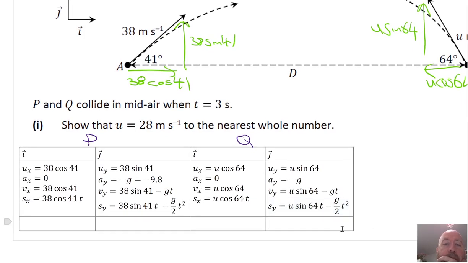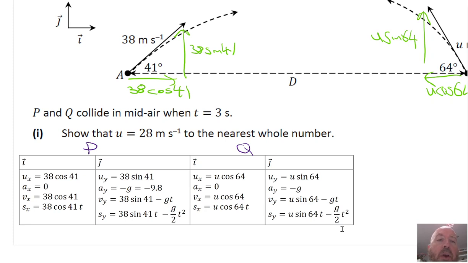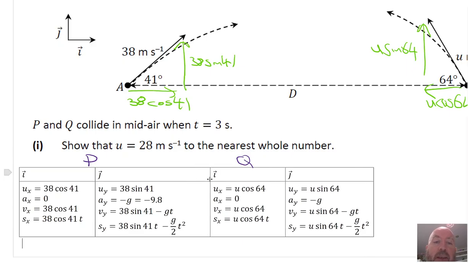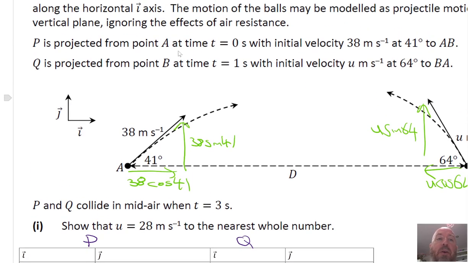Right, that is the problem broken down into x's and y's, except there's one issue that I forgot or didn't deal with. This is true if everything happens at the same time. However, we're told that Q is projected from point B at time t equals 1. How do we deal with that? How do we shift that?